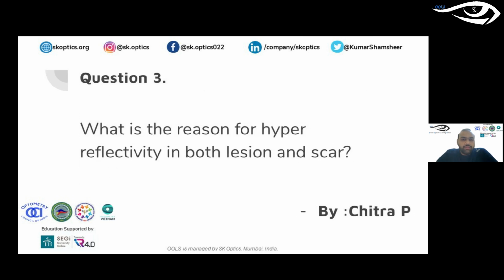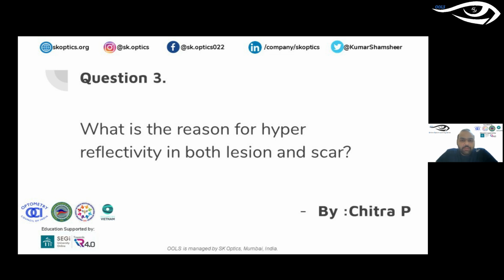What could be the reason for hyperreflectivity in both lesion and scar? Any comments on that? Because you did mention that when you're looking at the corneal tissue, hyperreflectivity is what we need to look for. That's the kind of thing which is abnormal. So what do you think would be the reason for that being hyperreflective? Any comments on that?